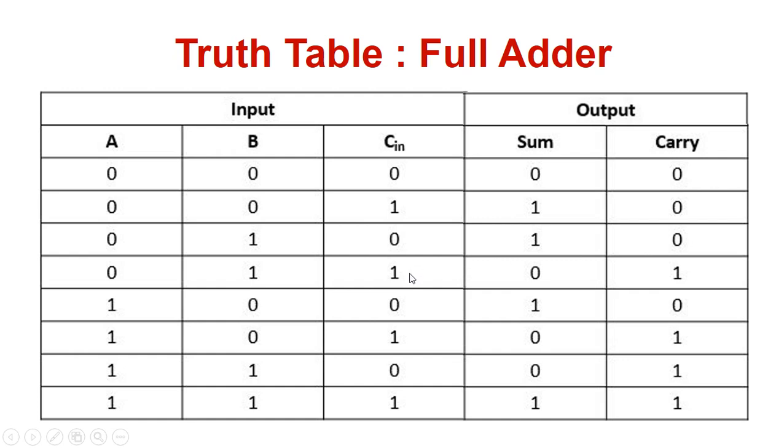For the sequence 011, now when we add 0 with 1, we get the value 1, and that 1 with the third variable, which is also having a value 1, so 1 plus 1 is again 10. So in the 10, 0 will be the sum and the 1 will be the carry. Similarly, when we add this last sequence, that is 111, 1 plus 1 is 10, 10 plus 1 is 11, so that means 1 will be the sum and the carry will be 1.